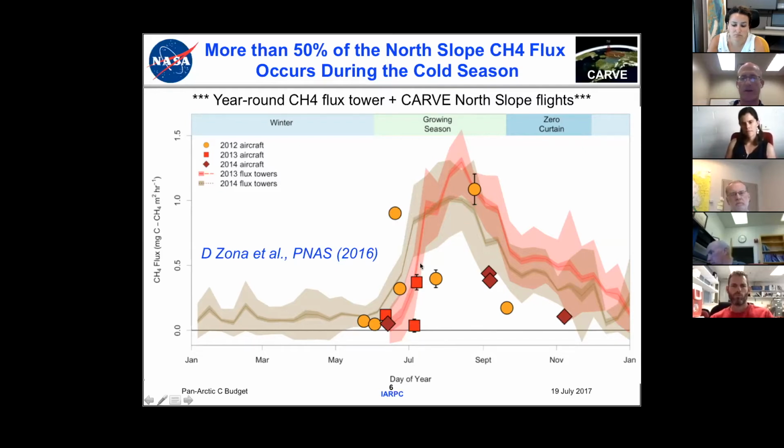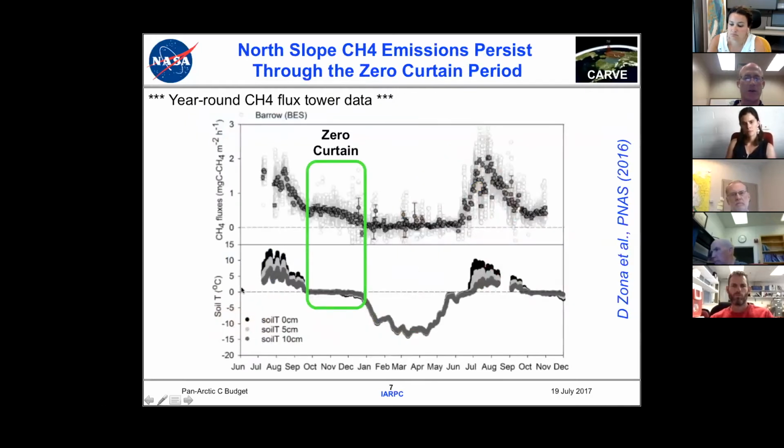operating year-round there. Again, to emphasize this zero curtain period, the bottom plot shows a time series plot of soil temperature over a couple of years. And you can see that beginning in early September, the temperatures of the soil begin to hover right around 0, and it's not until late November or early December that they actually drop significantly below 0. This latency is due to the heat of formation of ice. So there's an extra energetic barrier that needs to be surmounted before all the liquid water freezes.